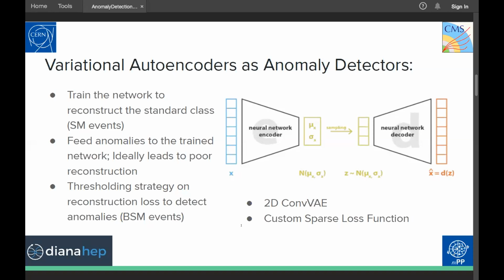In our case, we use convolutional layers in the encoder and the decoder, and hence the name conVAE. We also do not use the general ELBO loss formulation, which is commonly used in the deep learning community, but we are using a custom sparse loss. This work will be documented in a paper which should come out soon, which will also include work from other collaborators on algorithms such as KDEs, kernel density estimators, and so on. So you could find information on that.